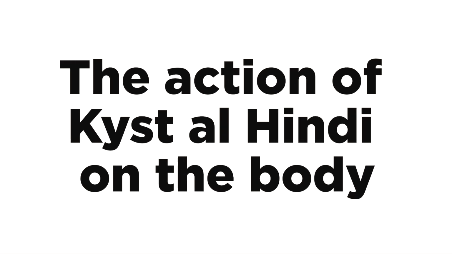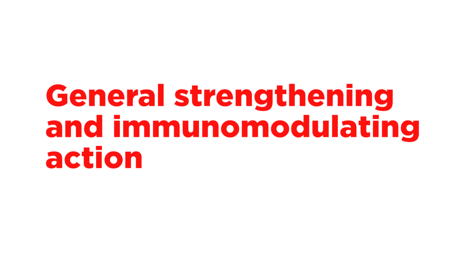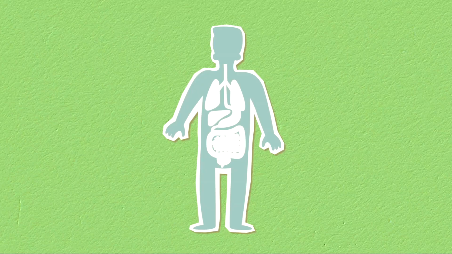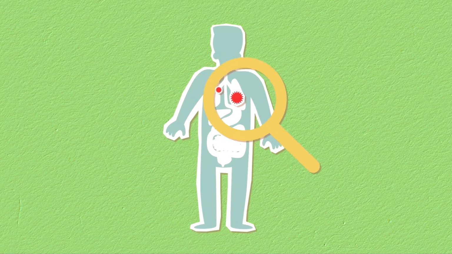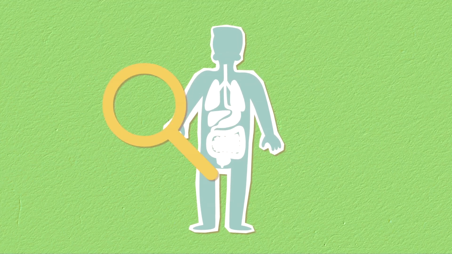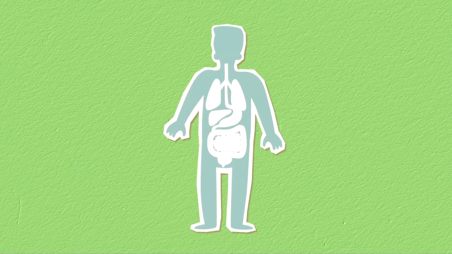The action of Kyst al Hindi on the body. Kyst al Hindi contains the most important amino acids, organic acid, essential oil, in total more than 140 active ingredients that provide a wide range of healing properties. General strengthening and immunomodulating action. Consuming Kyst al Hindi prophylactically helps prevent seasonal infections. Kyst helps to recover faster with various acute respiratory diseases, flu, sore throat, and pleurisy.